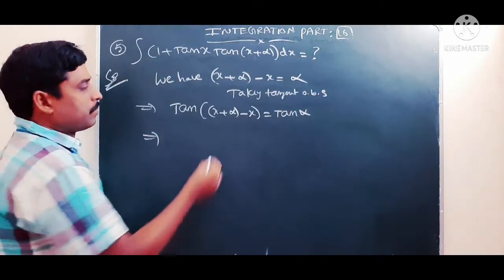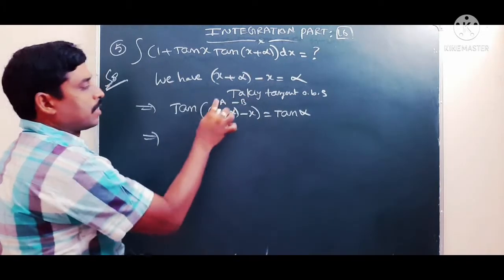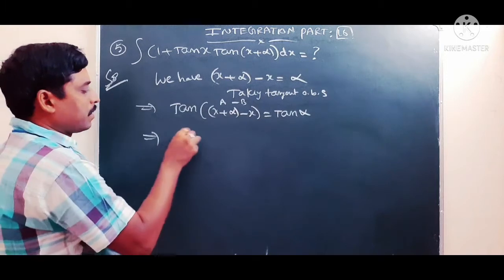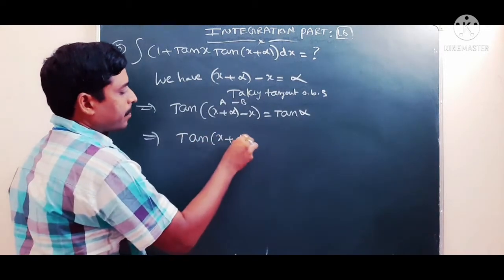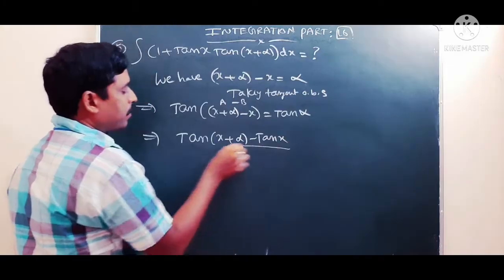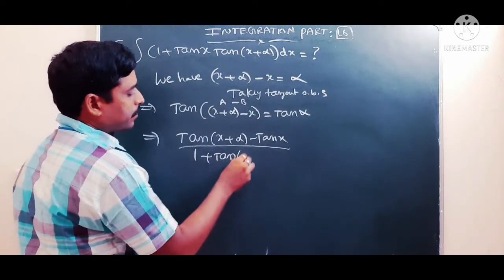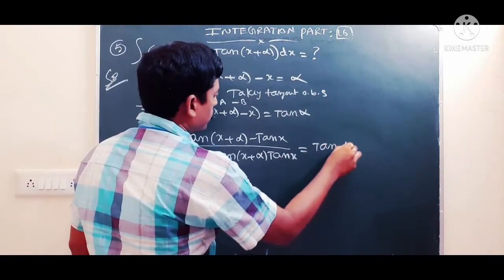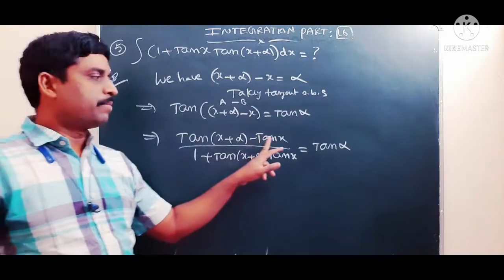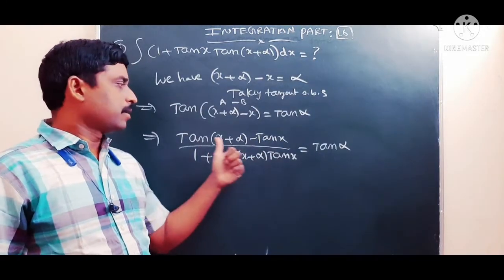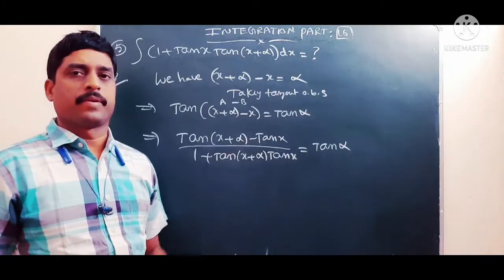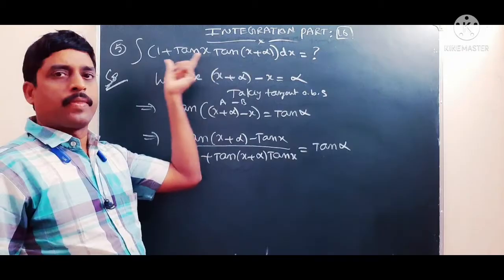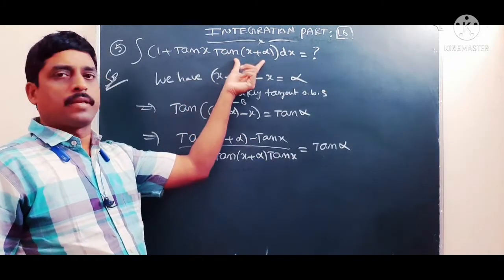By using the tan A minus B formula, tan A minus tan B by 1 plus tan A tan B is equal to tan alpha, where A is x plus alpha and B is x. Substitute: tan A minus tan B by 1 plus tan A tan B. But what is our target? 1 plus tan x into tan x plus alpha.